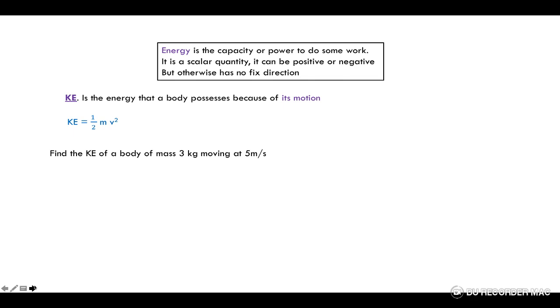Consider the example, a very simple example. Find the kinetic energy of a body of mass 3 kg moving at 5 meter per second. Take your time, I will be right back. So as we know, the formula of kinetic energy is half m v squared. Just replace m and v with the values 3 and 5 respectively. Use your calculator and get your answer. It will be 37.5 joule.